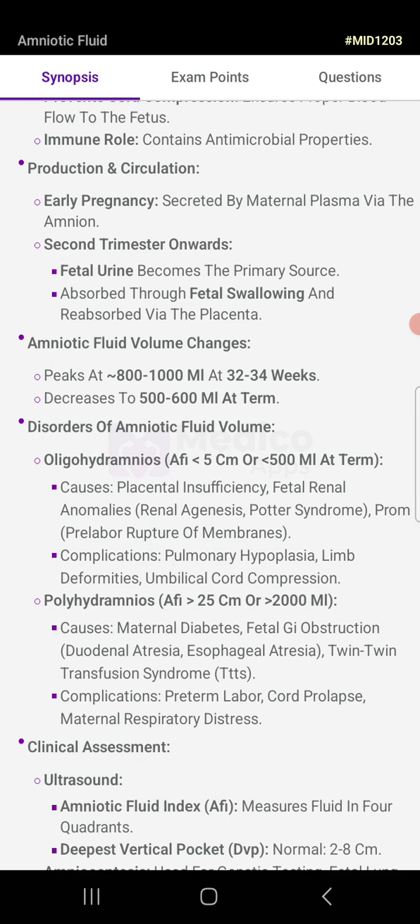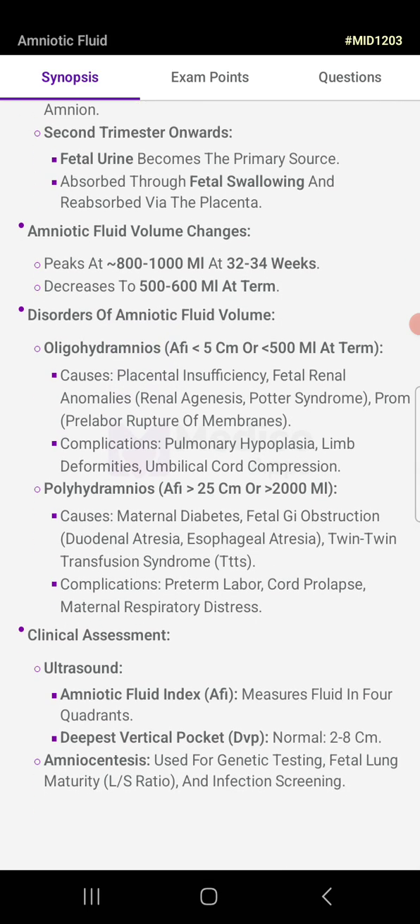Oligohydramnios: AFI less than 5 cm or less than 500 ml at term. Causes: placental insufficiency, fetal renal anomalies, renal agenesis, Potter syndrome, PROM, pre-labor rupture of the membrane. Complications: pulmonary hypoplasia, limb deformities, umbilical cord compression.